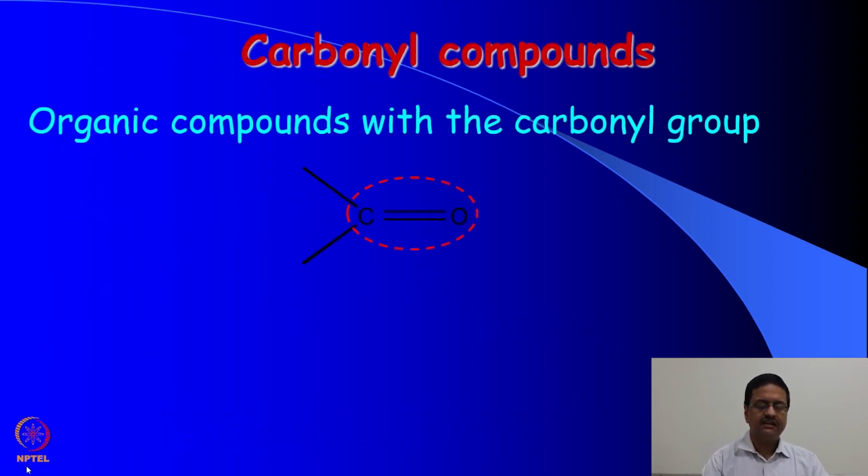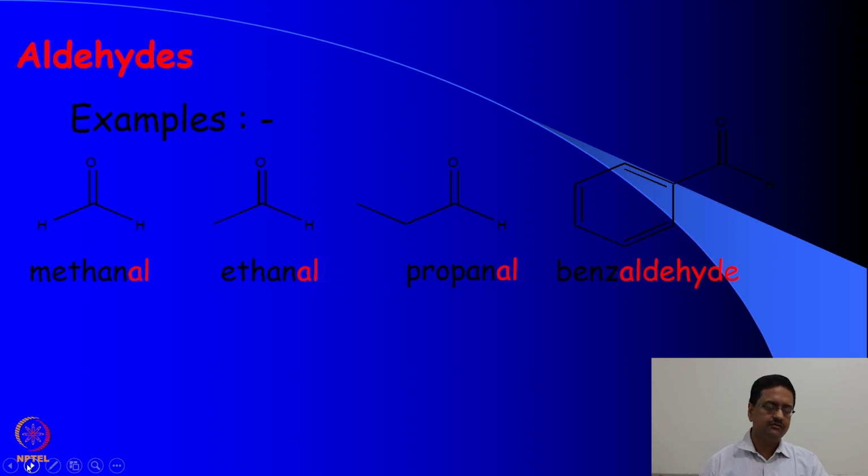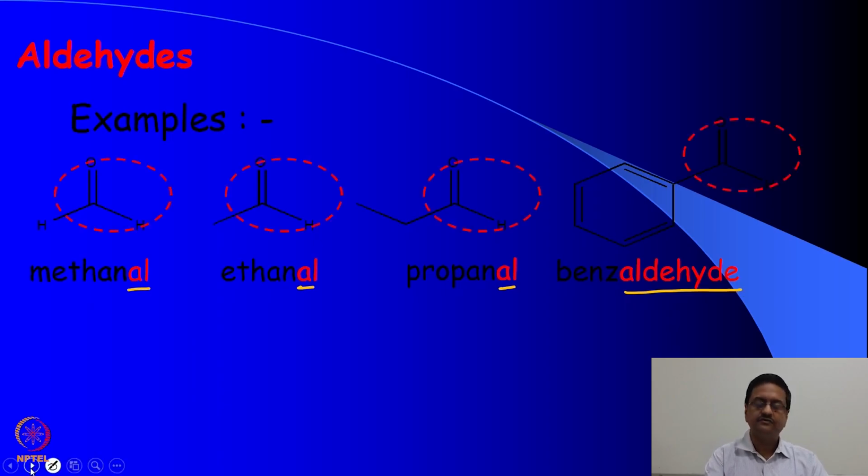The next class of compounds are the carbonyl compounds, where you have a C double bond O and the carbon is connected to two alkyl groups. So, those compounds have two different types, can be ketones and aldehydes. So, when you have one aldehyde, you have the family written as al, and in case of benzaldehyde it is written as aldehyde. So, methanal, ethanal, propanal, etc. are the common names of those aldehydes that we generally encounter.